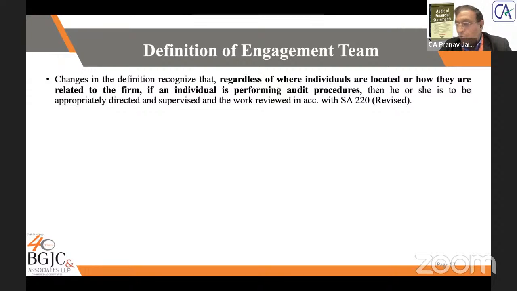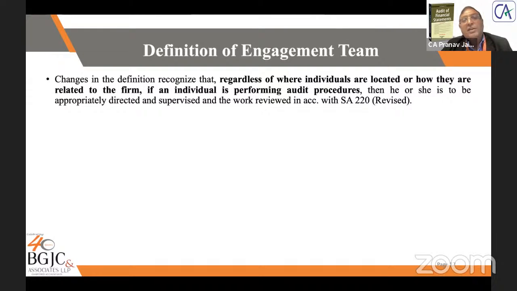Now, to give you a few examples, there are some large firms which have created service centers where certain work is outsourced. So, for example, the confirmation process or testing of bank reconciliation. Earlier, say you are based out of Delhi, and you have an associate or a network firm in, let's say, Mumbai, and certain procedures are being performed by a network firm or an associate, or you have a tie-up with a CA firm. So earlier, the standard was silent and they were not a part of the engagement team. So you subcontracted the work or something like that.